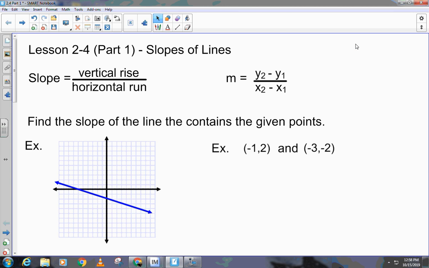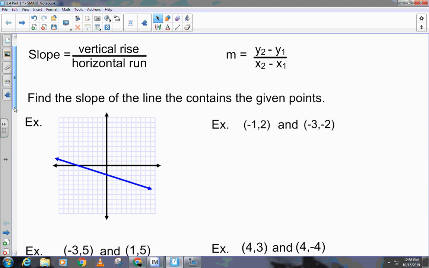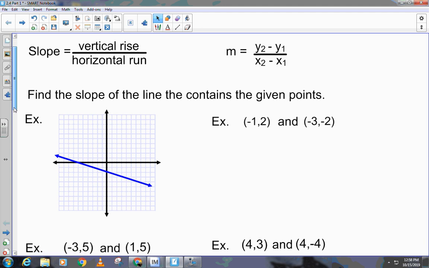So, like I said, it takes on a lot of different forms. Sometimes you have to be able to look at a graph and find the slope. Sometimes you're going to be given the ordered pairs, and you have to find the slope. And then sometimes you're given the equation of a line, and you have to rearrange it and put it in slope-intercept form to be able to identify the slope. So let's look at the first one.